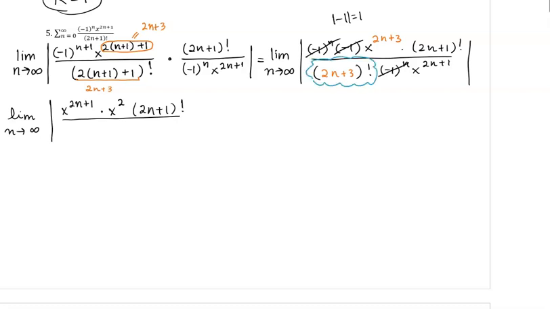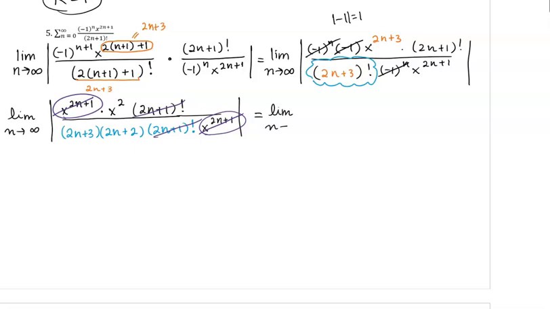This 2n plus 3 factorial, I'm going to start breaking it apart by 2n plus 3 times 2n plus 2. And I'll stop at 2n plus 1 factorial. And then that x to the 2n plus 1 is still in the denominator. And that is the reason why I rewrote the one in the numerator so that we can cancel those. I'm also going to go ahead and cancel these 2n plus 1 factorials. And so I am left with the limit as n approaches infinity of the absolute value of x squared over 2n plus 3 multiplied by 2n plus 2.